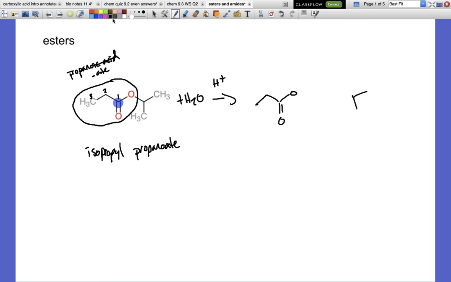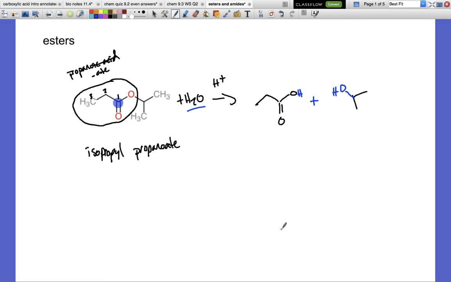And I need to understand that that water was used to give me that hydrogen back and to add a hydroxyl group to that isopropyl on the other side. So now I have my propanoic acid and my isopropyl alcohol that were used to make that ester.